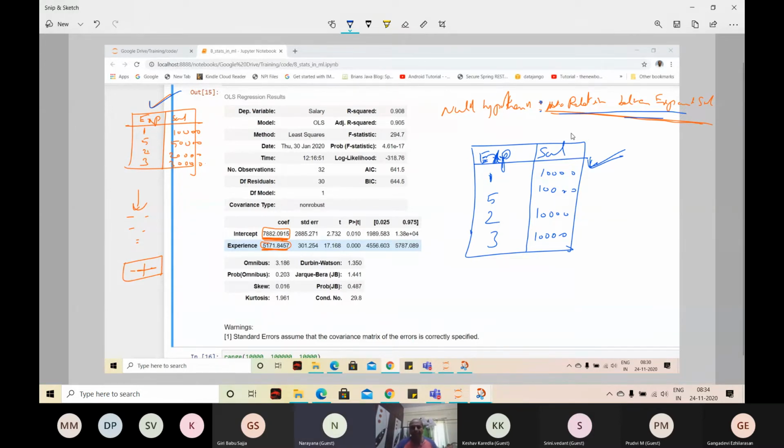Because in this particular situation, if you take this kind of data and try to build a model, do that experimentation: take randomly generated experiences between 1 and 15 and give salary, take two numpy arrays, create a data frame, build a model and look at the p-value. You will get a p-value which is big, more than 0.5, because the coefficients are not significant.